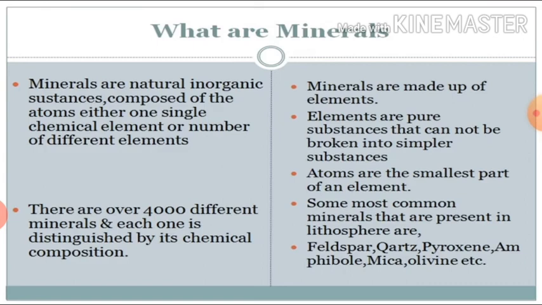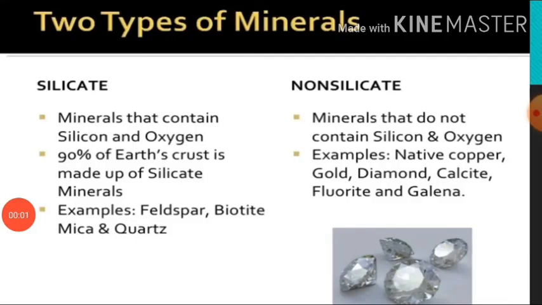Minerals are made up of elements. Elements are pure substances that cannot be broken into simpler substances. Atoms are the smallest part of an element. Some most common minerals that are present in the lithosphere are feldspar, quartz, pyroxene, amphibole, mica, olivine, etc. There are two types of minerals. First is silicate, then non-silicate.